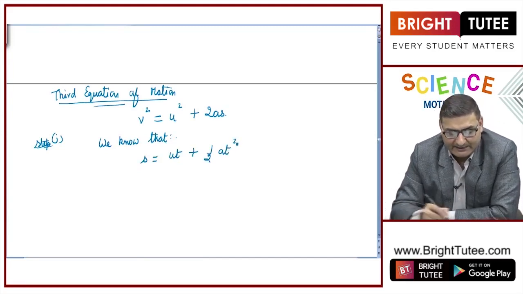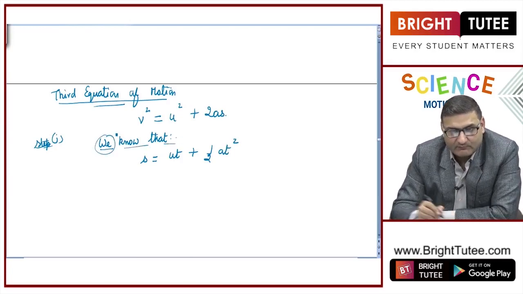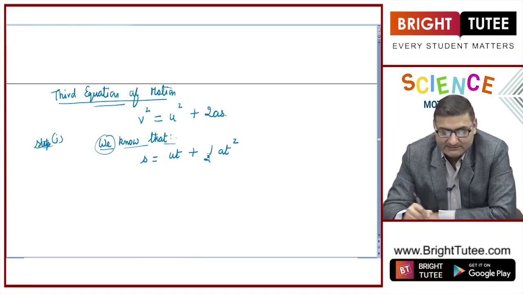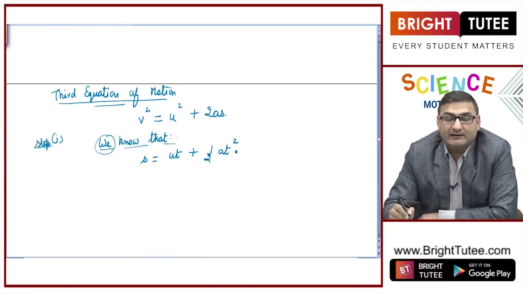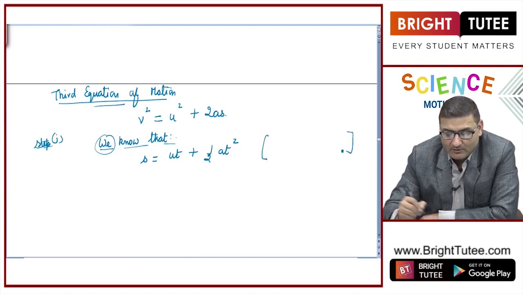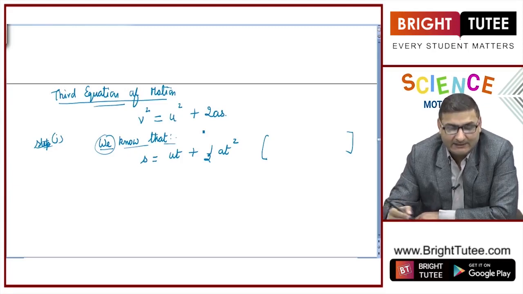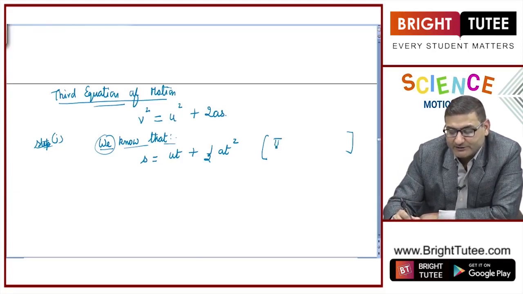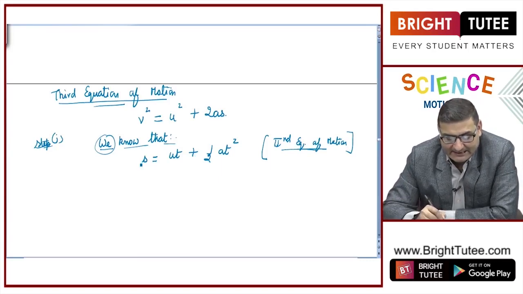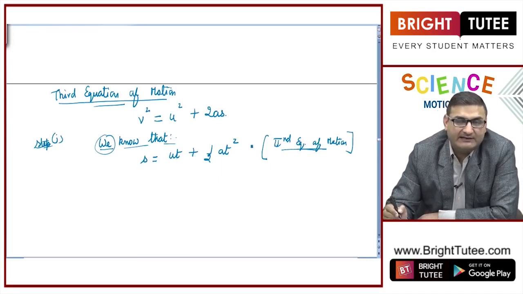Now students, whenever we write, we know that in this we are not including the examiner, right? I know that s is equal to ut plus half at square, but the examiner doesn't know it. So wherever necessary, we need to specify from where we come to know that s is equal to ut plus half at square. So we need to specify the second equation of motion, because now nobody can deny it. So to start, we will say that s is equal to ut plus half at square.